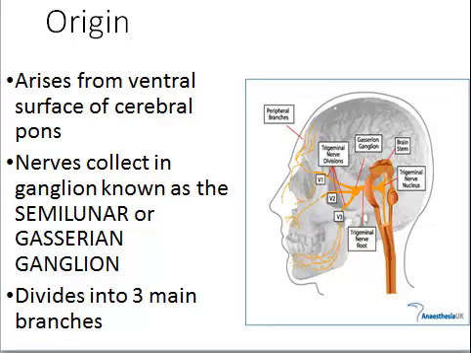And what is a ganglion? A ganglion, when we're talking about nerves, is nothing more than a collection of cell bodies, those neuron cell bodies. So before the trigeminal nerve splits into the three divisions, all the cell bodies of V1, V2, and V3 collect here in this ganglion. So this houses the cell bodies of the neurons for V1, V2, and V3 before it divides into the three branches.